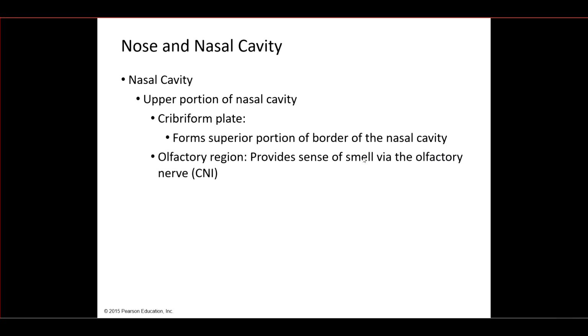So the nasal cavity has some boundaries also. The upper portion of the nasal cavity is formed by the cribriform plate. That's part of the ethmoid bone, if you remember. And this is also the region where we have all the dendrites of cranial nerve number 1 hanging out up there. So as different chemicals and molecules come up, they go to the top of the nasal cavity. They stimulate cranial nerve number 1, that sends a signal back to your brain, and you perceive what you smell.